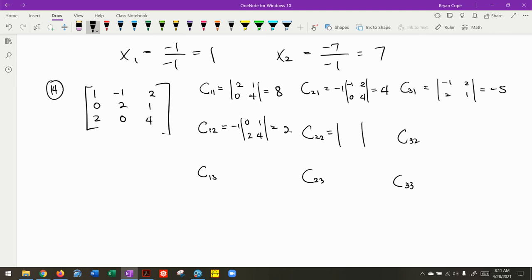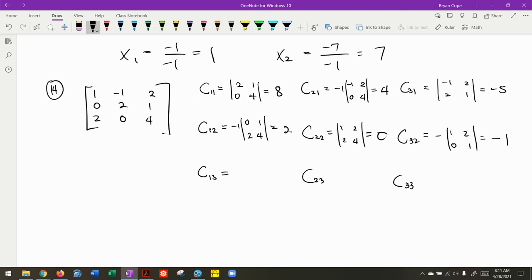C22, don't worry about the sign. We've got 1, 2, 2, 4. So it's 4 minus 4, which is 0. C32, delete the third row and the second column. Third row, second column. So we've got a negative out in front. And we've got 1, 2, 0, 1. That gives us negative 1.